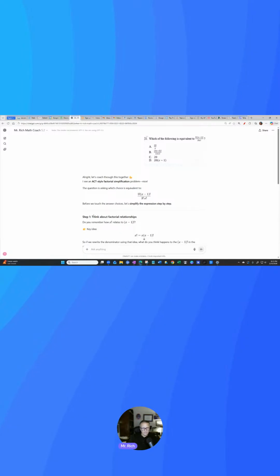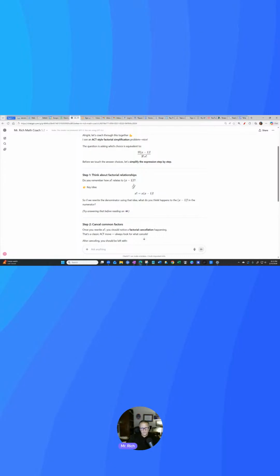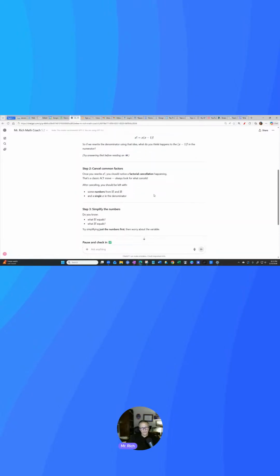And then it says, step 1, think about factorial relationships. So it's asking us to think about what x factorial means. It means x times the next one, x minus 1 factorial. And then it says, so if we rewrite the denominator using that idea, what do you think happens to the x minus 1 factorial in the numerator? Try answering that before reading on. Okay, it looks like it spit the whole thing out here in one shot. So once you write x factorial, you should notice a factorial cancellation happening.